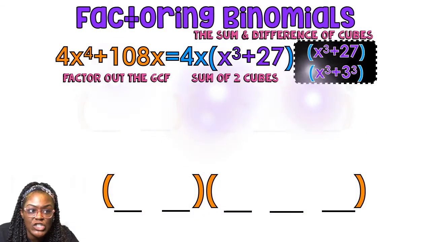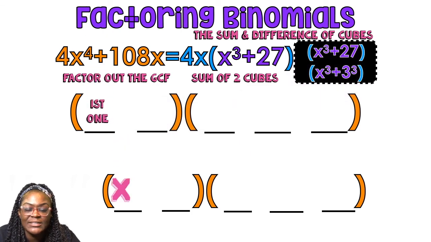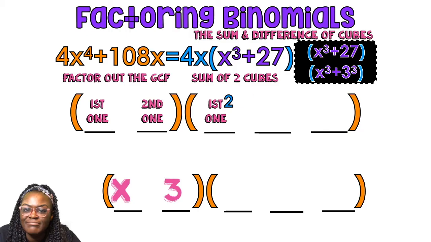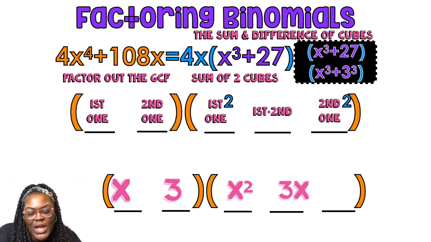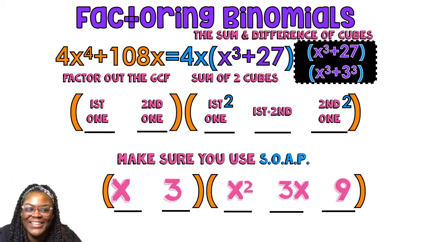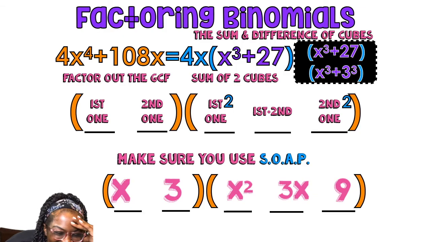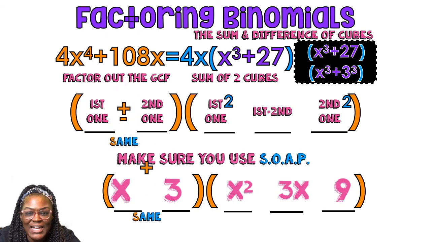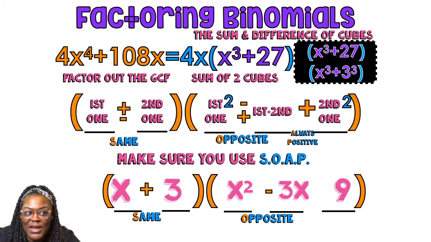Our binomial, first one is going to be x, second one is going to be 3. First one squared, so x squared. First one times the second one, x times 3, 3x. Second one squared, sorry, 3 squared is 9. Use some soap! I'm sorry that you're watching this, but it's fine. You'll get over it. Same sign, so it was a plus, we keep a plus. Opposite sign, it was a plus, so that means that we keep a minus. And then the last sign is always positive, no matter what.